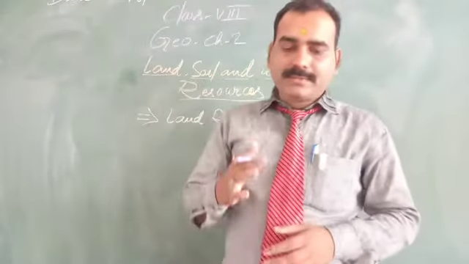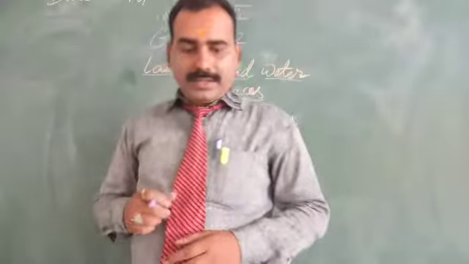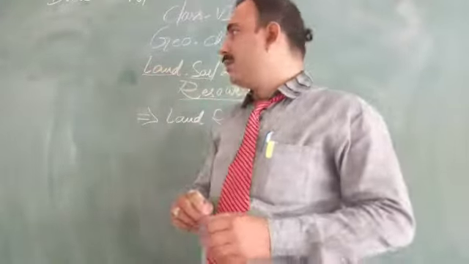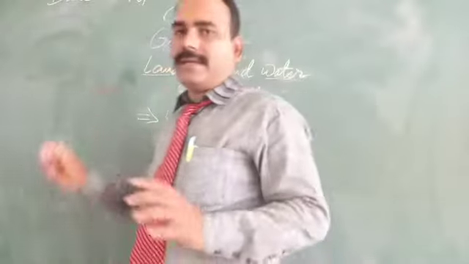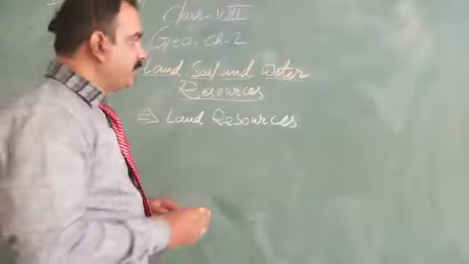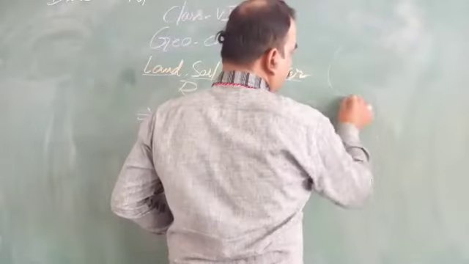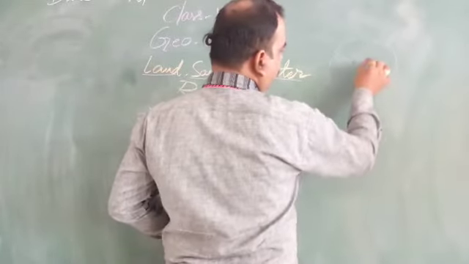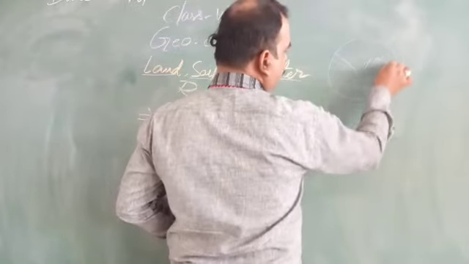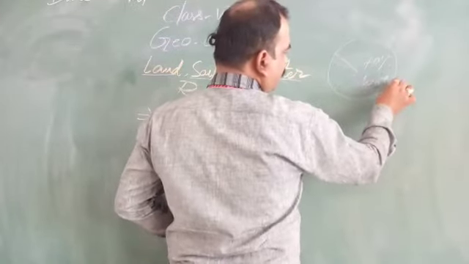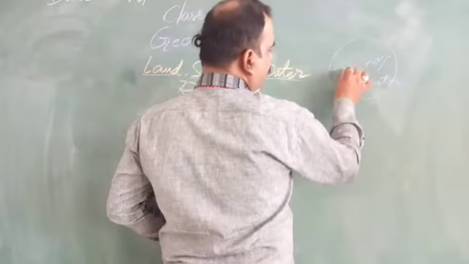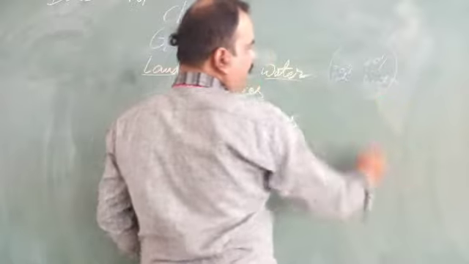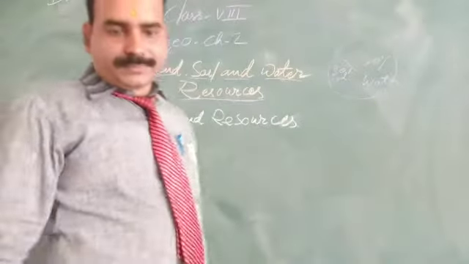What percentage of the earth is land? Only about 30% of the total surface area of the earth is land and 70% is water. Only 30% is land, 70% water, and only 30% of the total surface area is land. Is it clear to you?